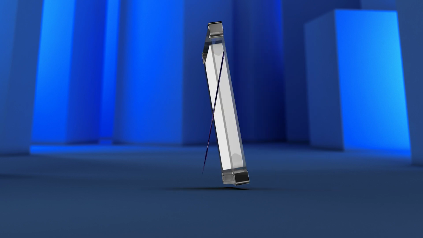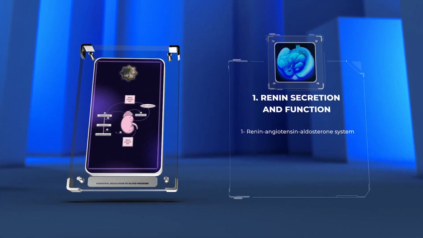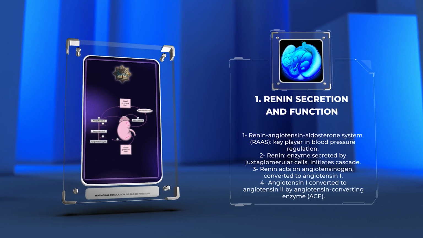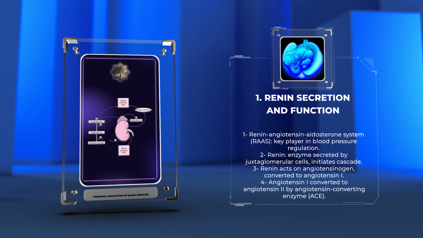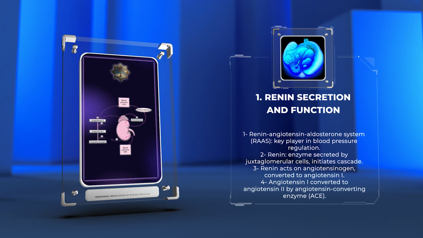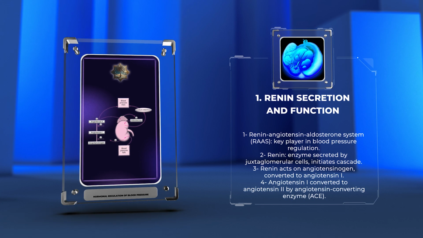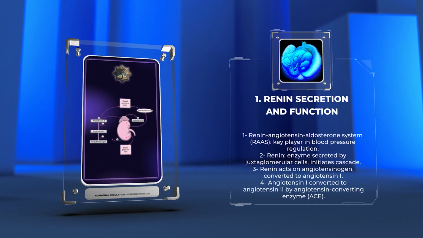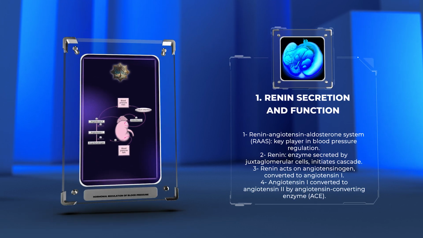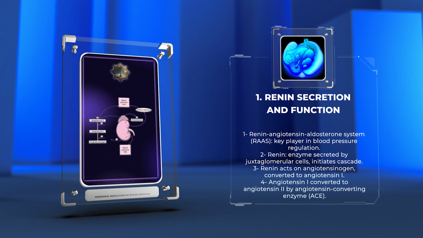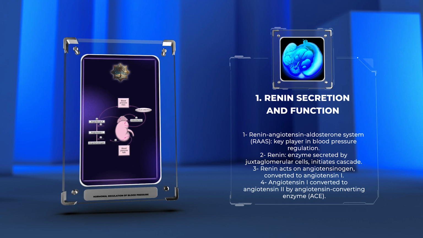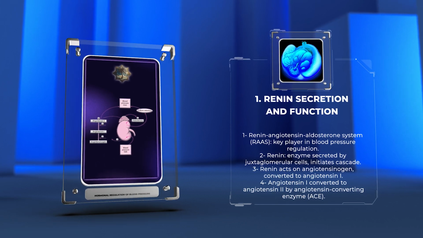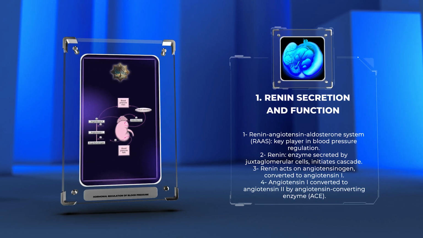The renin-angiotensin-aldosterone system, RAAS, is a key player in regulating blood pressure. Renin, an enzyme secreted by the juxtaglomerular cells of the kidney, initiates the cascade. In response to stimuli such as low blood pressure or decreased blood volume, renin is released into the circulation. Renin acts on angiotensinogen, which is converted into angiotensin I. This inactive peptide is then converted to angiotensin II by the angiotensin-converting enzyme, ACE. Angiotensin II exerts vasoconstrictor effects and stimulates the secretion of aldosterone.